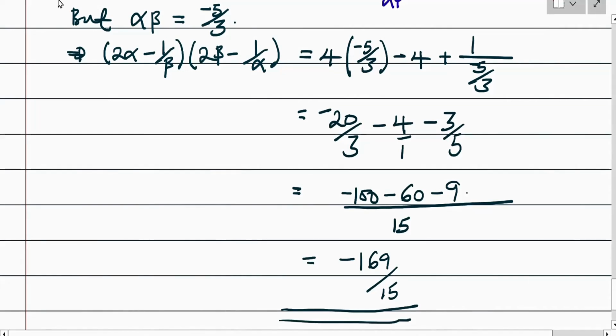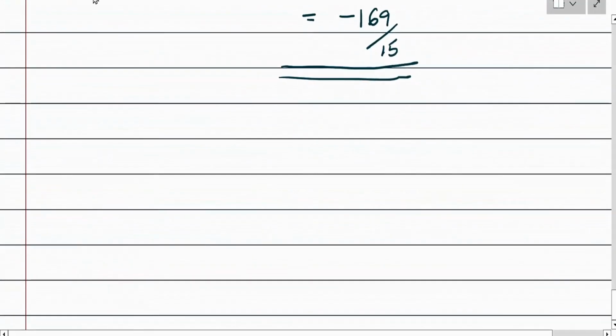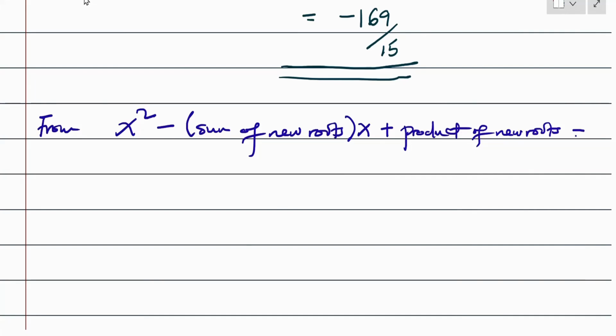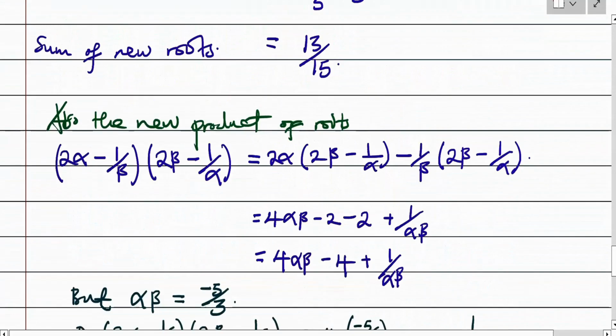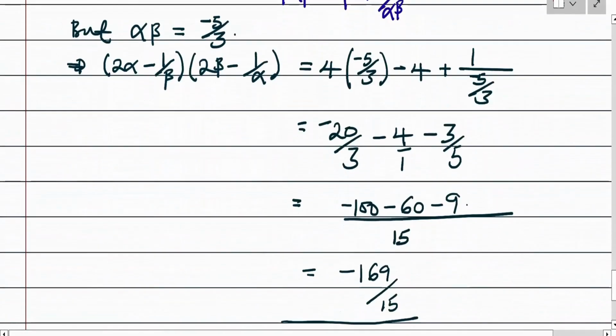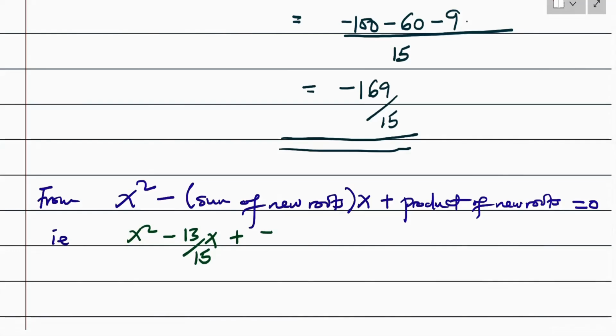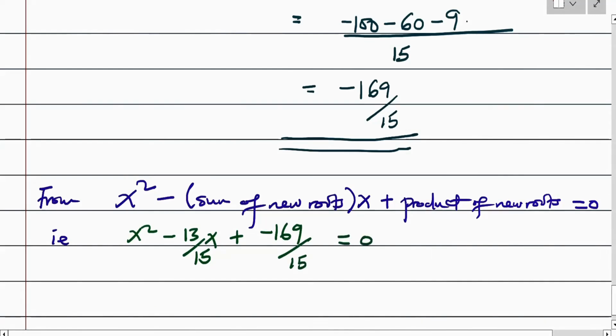So we can now go ahead to formulate the quadratic equation. From x squared minus the sum of new roots multiplied by x plus product of new roots equals 0. That's to say, x squared minus our sum of roots, which is 13 out of 15, multiplied by x, plus the product, negative 169 divided by 15, should be equal to 0.